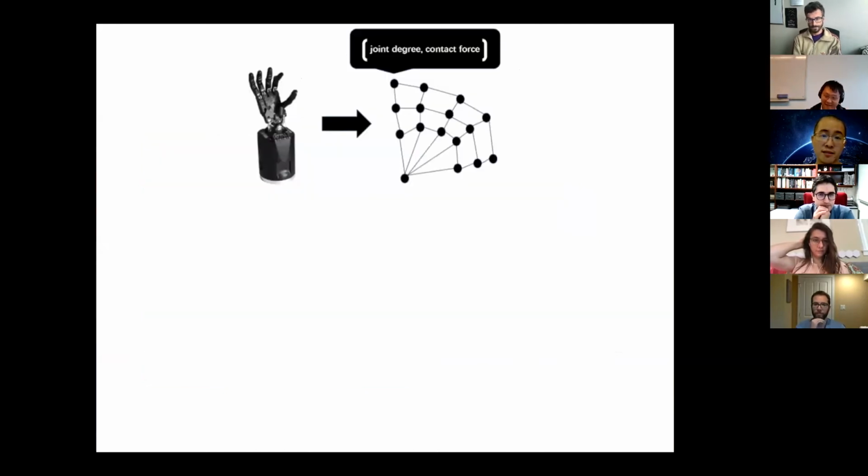So our idea is to use a Shadow Hand, and we are going to use one network to represent the interaction between the hand and the fish. Basically, for each finger and each part of a finger, we use one vertex to represent that part, and we also encode the contact force in the vertex.